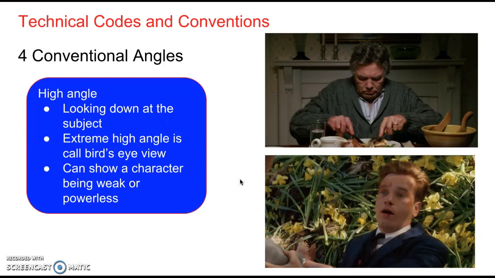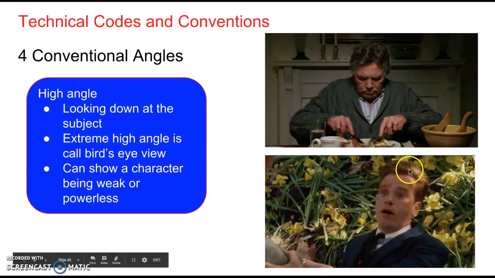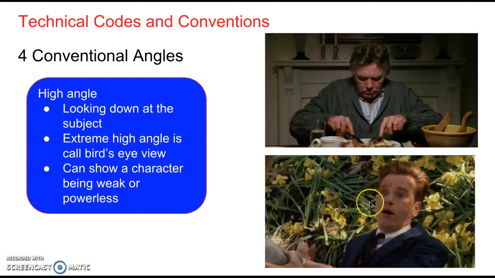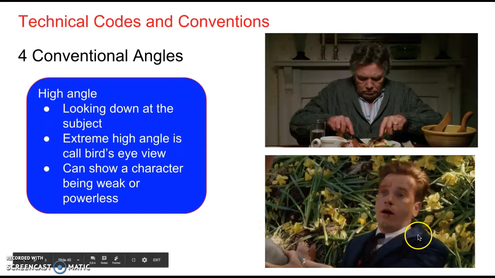When we are looking down at the subject, such as this scene right here, we're looking down at Edward Bloom as he is being beat up by Don Price. Looking down at a character shows weakness, and the higher up we are, the more weak the character appears. So if you're watching a fight scene, the character who's losing is often going to be on the ground. It might even be in that lower third we had mentioned at the start of this unit.